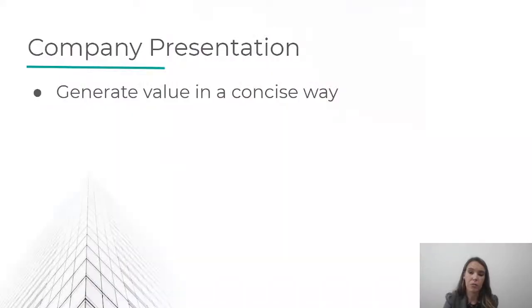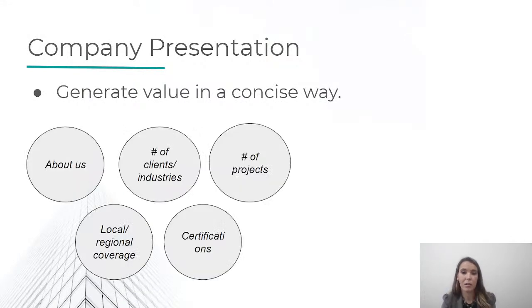So to start off, in order to do the company snapshot, I always suggest to do this in a concise way. So here's a couple of examples of things that I would personally put in the beginning of the proposal: an about us, the number of clients you currently have, or the number of industries that you work in, the amount of projects rather, the local and regional coverage. So if you only do the Northeast, or if you have developers across the country, are you able to travel to Canada?